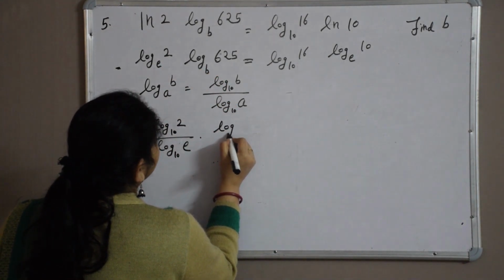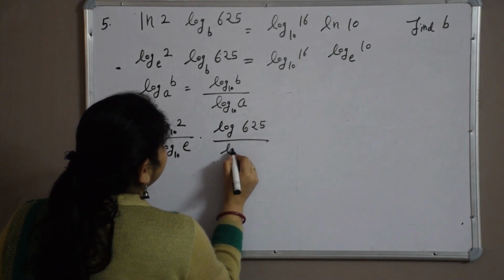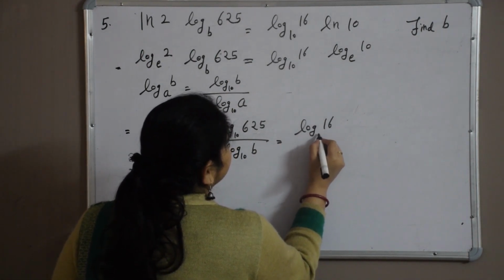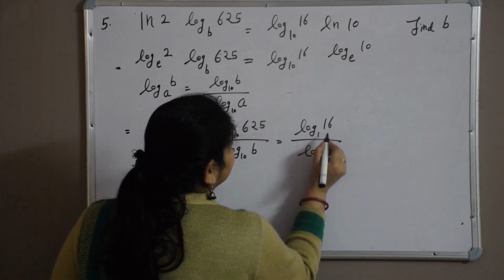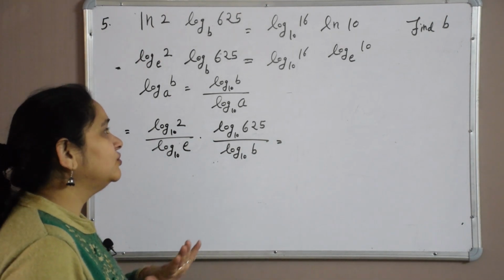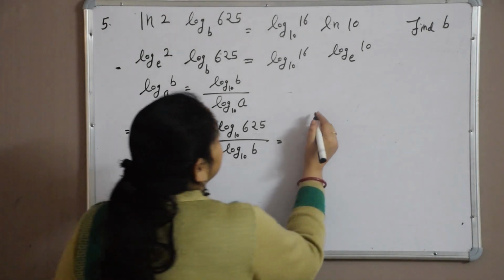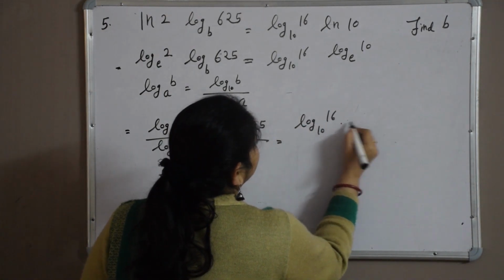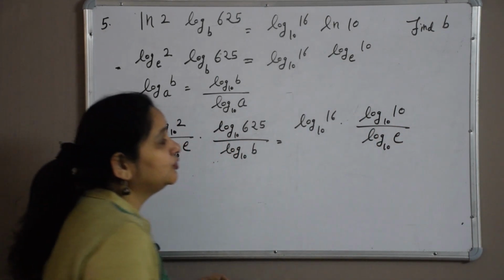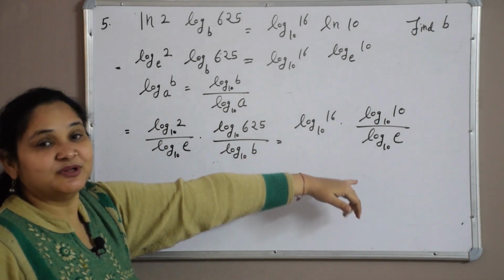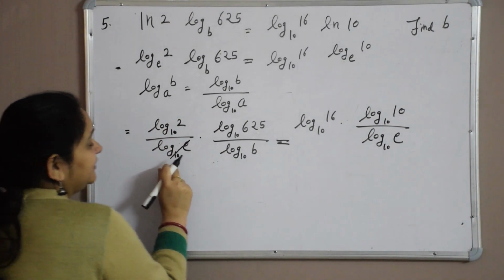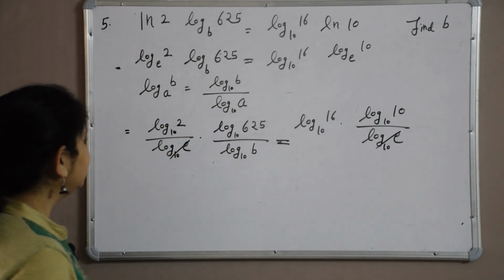This term, by using the change of base formula, I can write as log of 625 divided by log of b. Again I am giving them base 10, equals log of 16 divided by log of 10. Oh sorry, no need to convert here, because log of 16 to the base 10 is already in the form of base 10. So no need to convert, and if we convert, we will get the same value. So we can write log of 16 to the base 10, and this thing we will convert: log of 10 divided by log of e to the base 10, for both numbers. Now both the terms are equal, so we can cancel this log of e to the base 10, very easily.